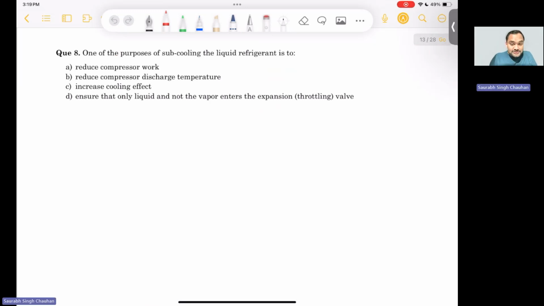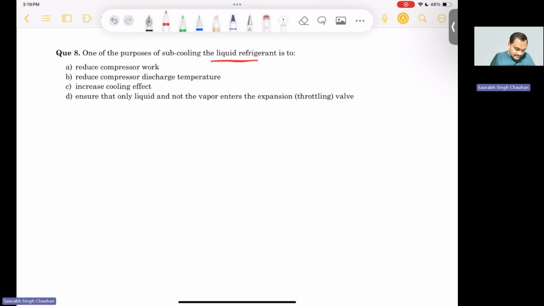Okay, so question 8, it says one purpose of subcooling of liquid refrigerant is to, okay, so it says what is the purpose of subcooling of liquid refrigerant. So in the refrigeration process, there are four processes, and one process is cooling. Okay, and during cooling, we do subcooling. Okay, we have reached saturated liquid, but we do cooling even more. Okay, we do further cooling to reach the subcooled zone. Why do we do subcooling? So this we have to tell.